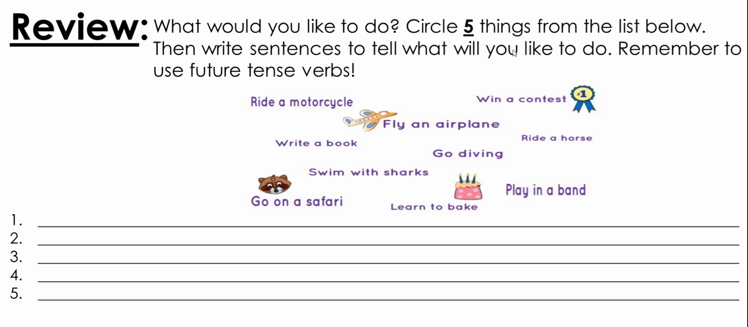Alright, so here we have different actions. This one says ride a motorcycle, write a book, swim with sharks, go on a safari, fly an airplane, go diving, win a contest, ride a horse, play in a band, learn to bake. Alright, so these are different activities, actions that we can do. So let's choose 5. You can choose any other one than the one I'm gonna choose, but right now I will choose some. So let me see.